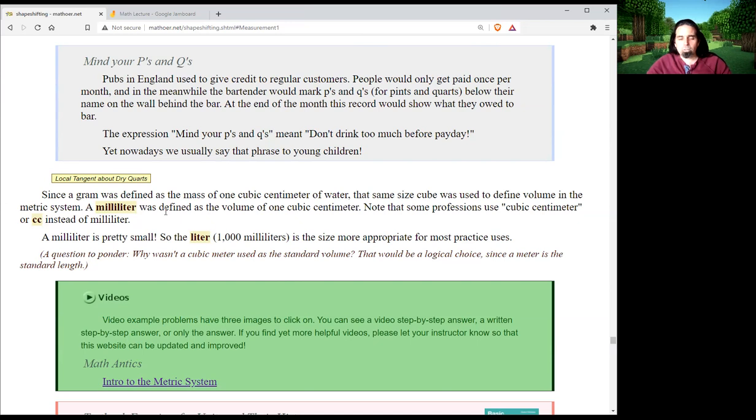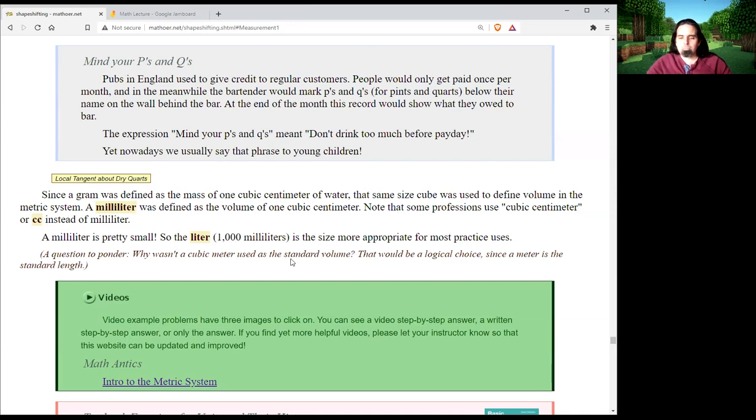And this is pretty small. So we often will talk about the liter, 1,000 of the milliliters. And that's, we're talking about juice bottles and things like that. Okay, that's the end of our short history lesson.